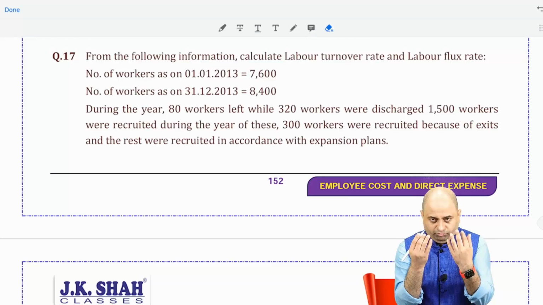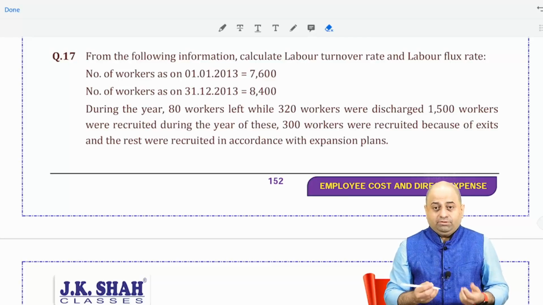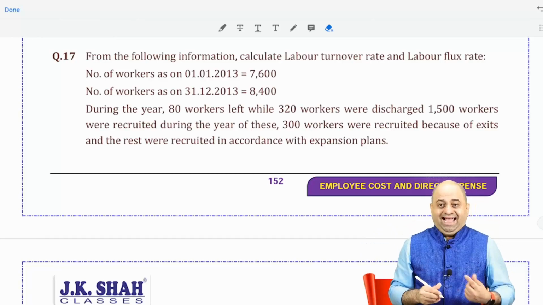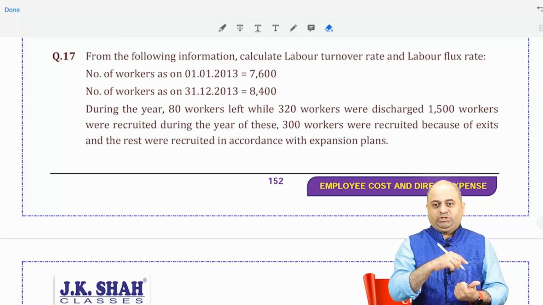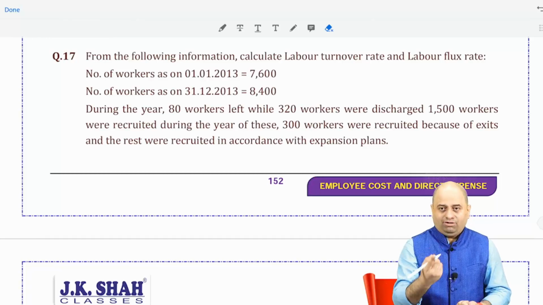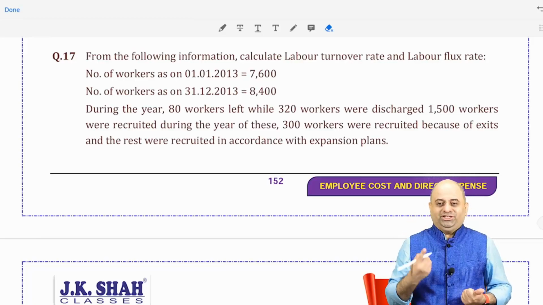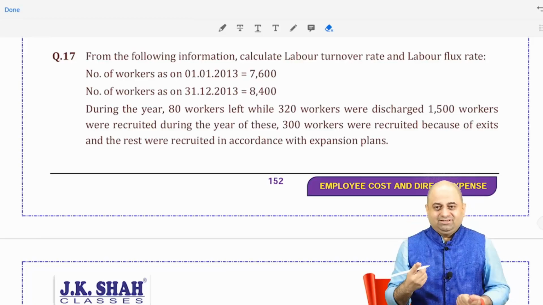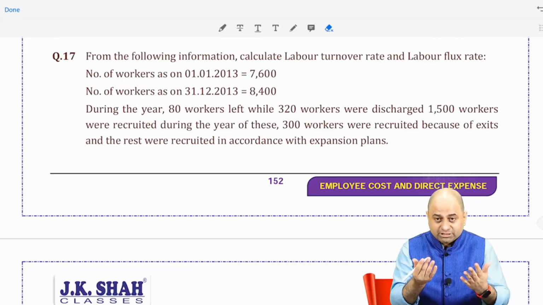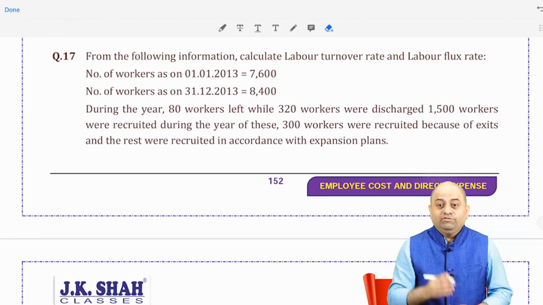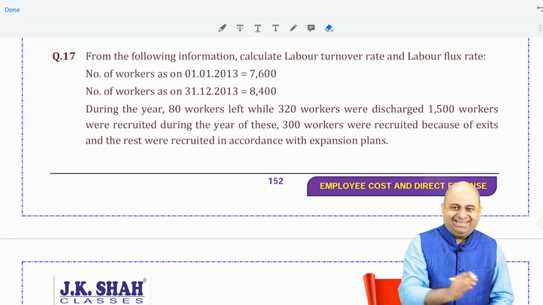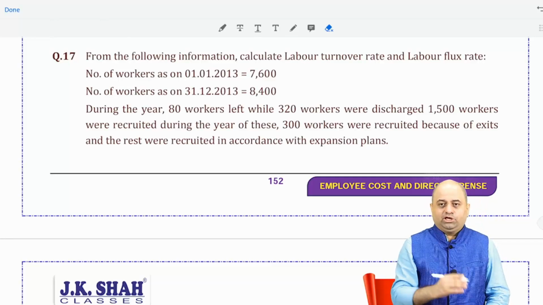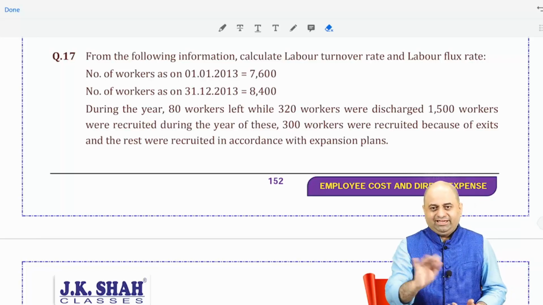See, the employees can join you, but then when they join, it's in 2 different categories. Either they are a replacement of the earlier employees who were leaving the organization, or totally new joinees. We have to calculate it as per replacement method. So what we need to do? We need to calculate those employees numbers who are replaced and then calculate our labor turnover. Flux is nothing else but a combination of all the methods which are there in the question. So nothing great about it.